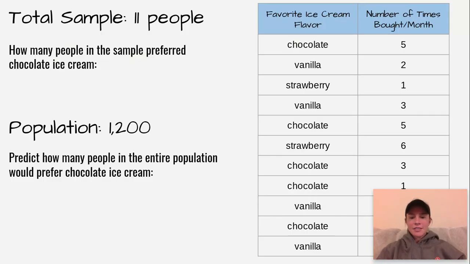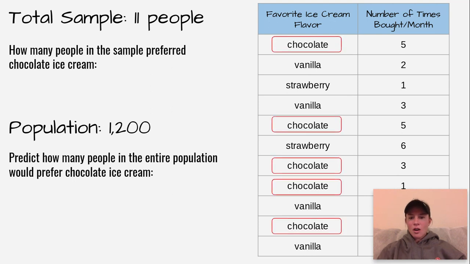So first thing we have here is a sample of 11 people, and we want to know how many people in the sample preferred chocolate ice cream. So if I look here and I circle all the people that like chocolate ice cream, I can see that there are 5 people out of 11. So from my sample, I have 5 out of 11 people.